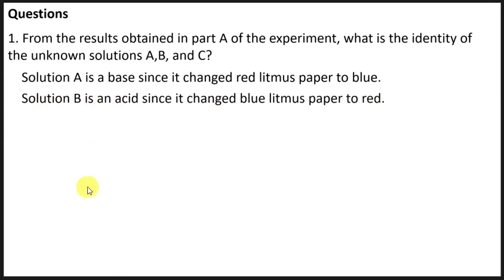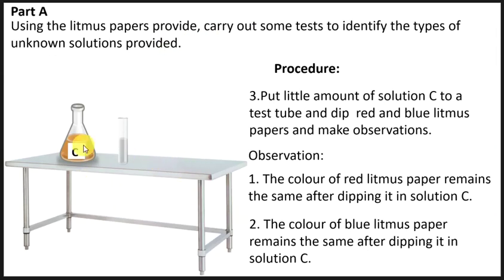Okay, then we'll go back to the results we obtained for C. So here for C, observation 1 is that the color of red litmus paper remains the same after dipping it in solution C. So this one will not help us. Again, the color of blue litmus paper remains the same after dipping it in solution C. So both red and blue litmus paper were not affected by solution C.